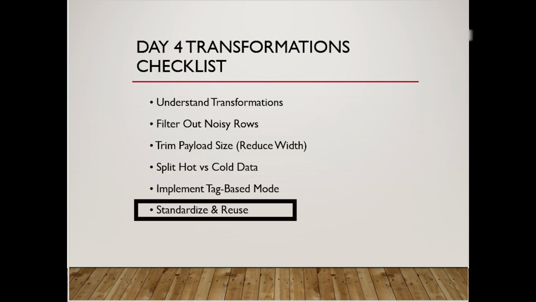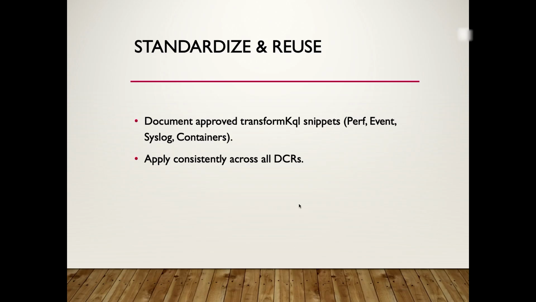And then the last thing that we want to talk about is standardize and reuse. Document all approved KQL transformation snippets. You want to make sure that you document it because you're not going to remember everything, right? So it's better to document because you do have to go into the JSON and take the snippets and put them in there under that transform KQL section. And if you don't know where they are, you don't know what you did, then it's going to be difficult to find them later.